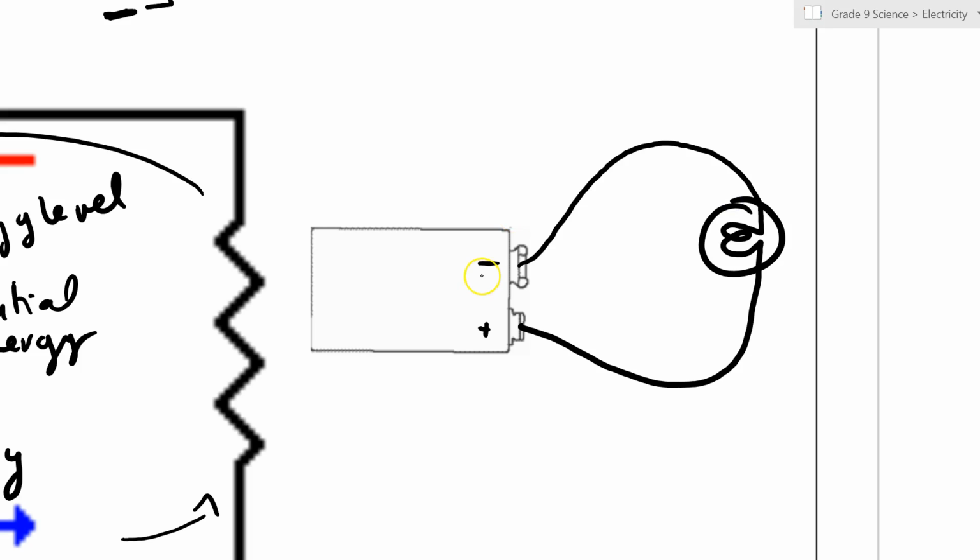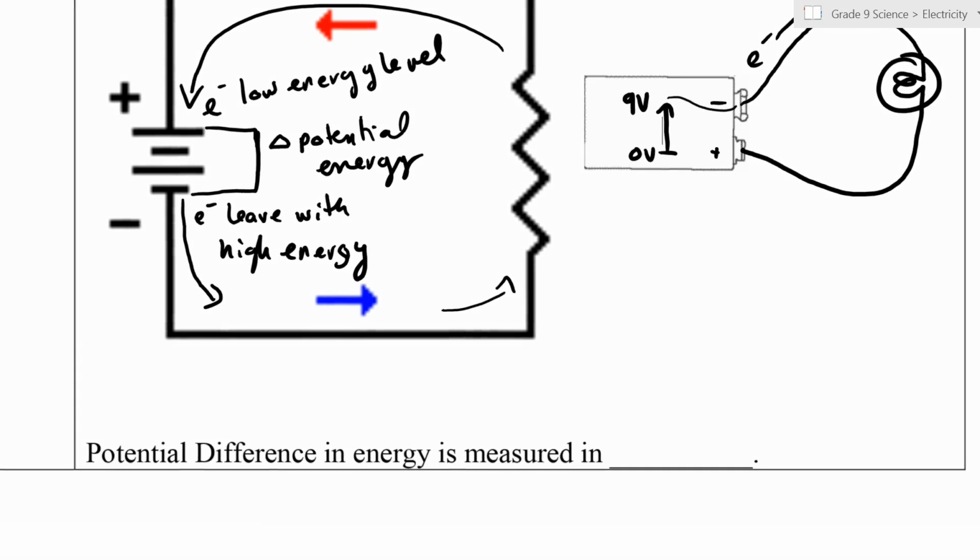So literally what happens is electrons flow out at a high energy level, do all their work, and their energy level is lessened. They go back to the positive, and it's the job of the battery to power them up. So they go from 0 volts, they get raised to a power level of 9 volts, and then they exit again. Just to make this official, even though I used the units already, potential difference in energy is measured in volts.